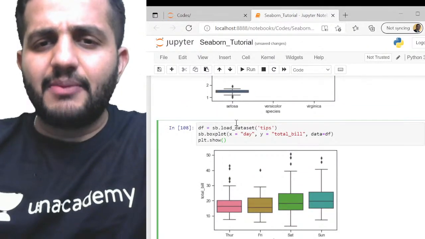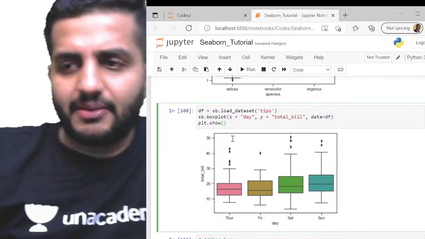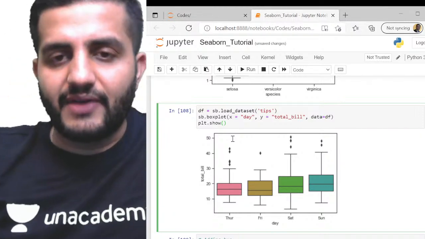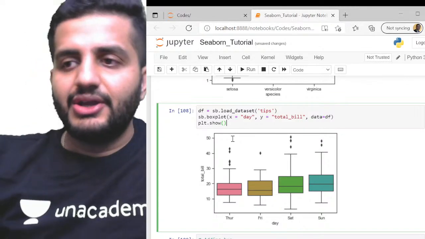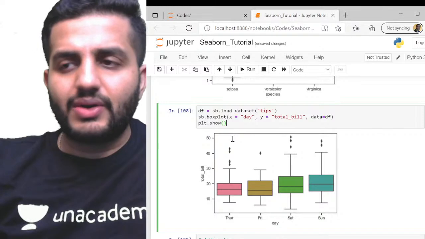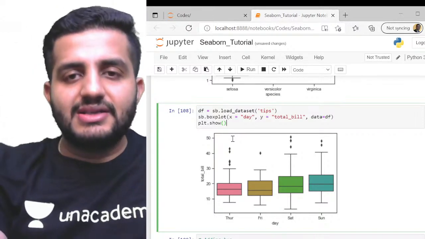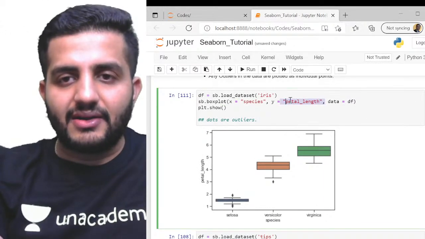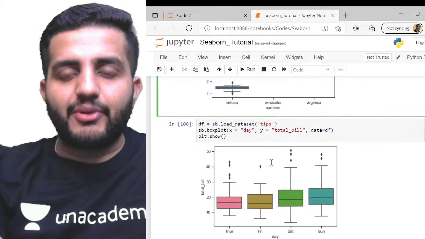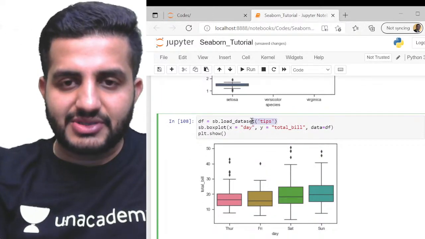Again, I can plot it in any combination, based on my requirement: what do I need from the graph, and what is the expectation? I can take out any combination and try to plot the graph. Now you can see here, I was plotting the species and the petal length, but now I'm plotting the data between the day and the total bill. So I'm using the tips data here.